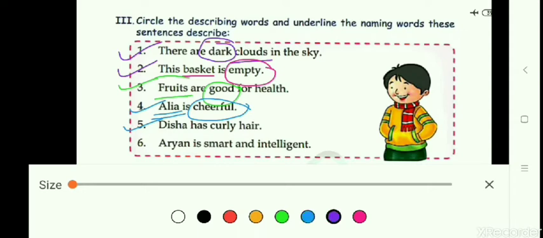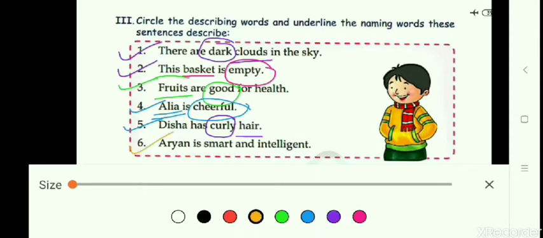Disha has curly hair. Now here, the word curly is the describing word because it is describing the noun hair. How is the hair? Hair is curly. So curly describes hair. Okay. So hair is the noun and curly is the describing word. Then we have the sixth one.